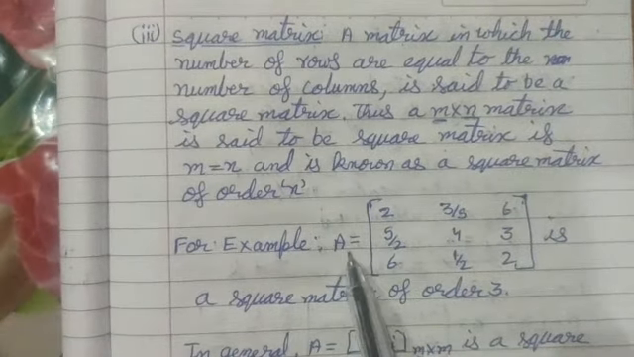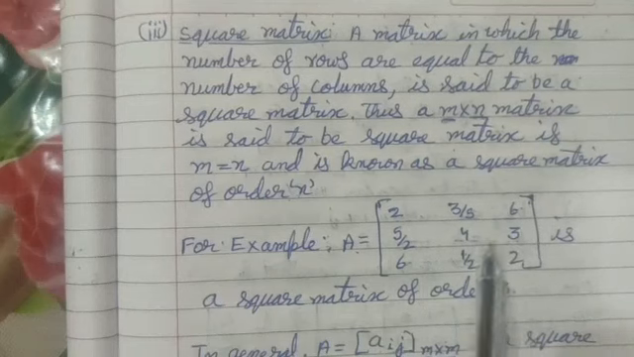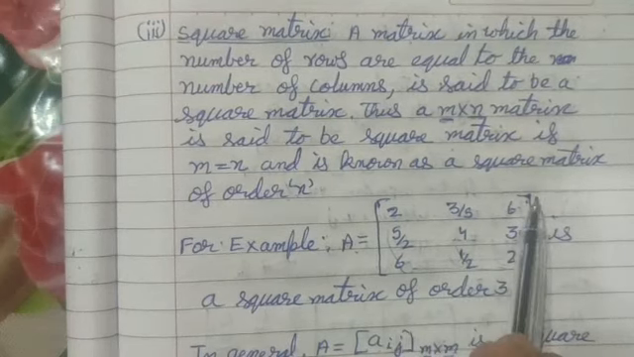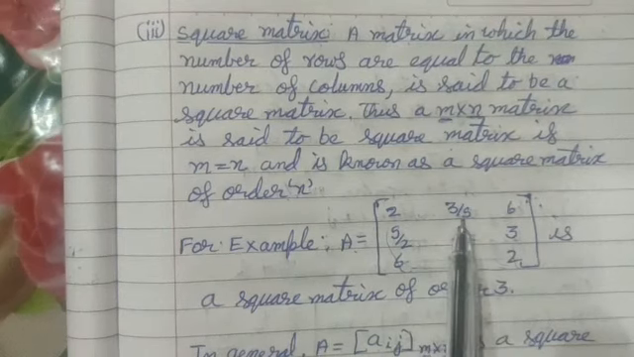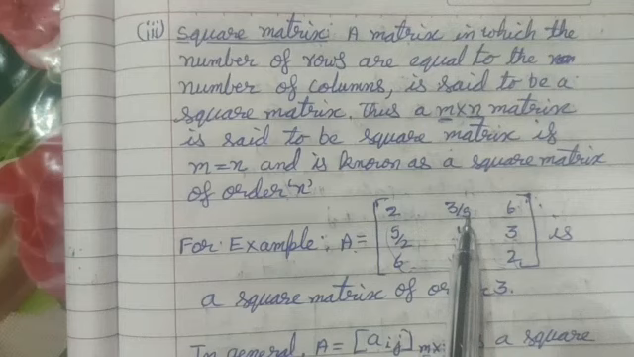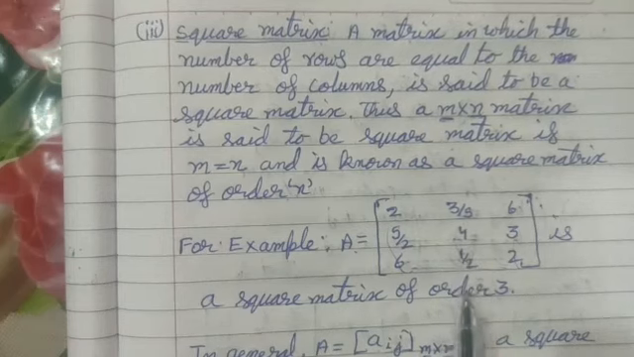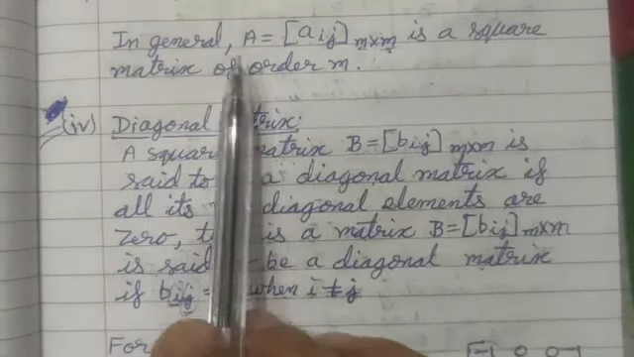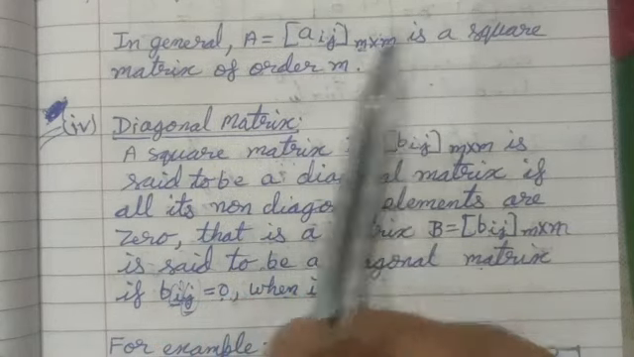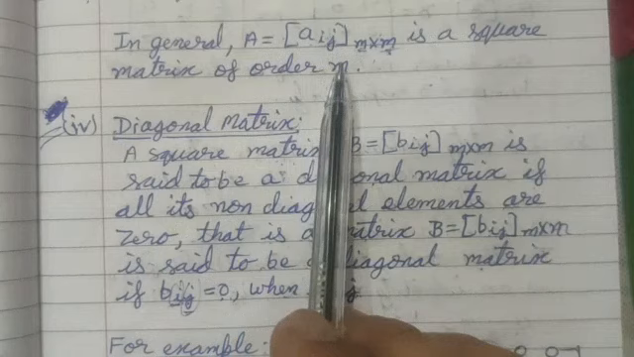Now, take an example. There is matrix A. It has 3 rows and 3 columns. That means this is a square matrix as the number of rows and number of columns are equal, that is 3. So it is a square matrix of order 3. In general, A equal to [aij] m by m is a square matrix of order m.